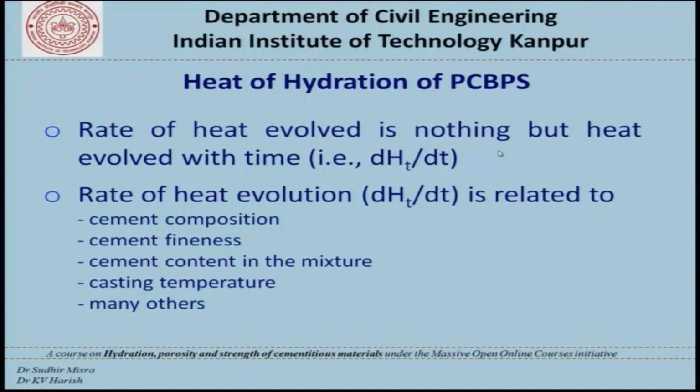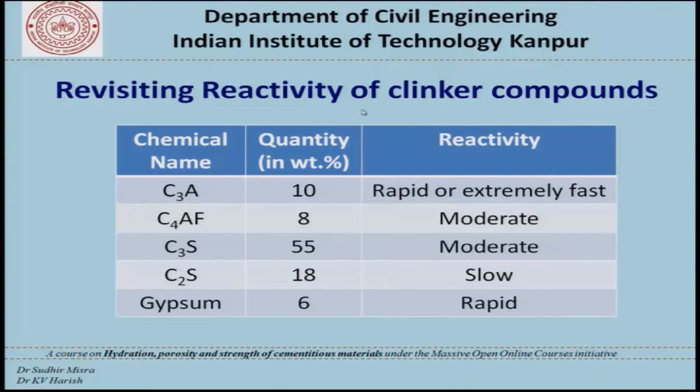Rate of heat evolved is nothing but heat evolved with time, that is, the rate of heat evolution dH/dt, which is related to many parameters including cement composition, fineness, cement content, casting temperature and many others. Just revisiting the slide that we saw in the previous lecture regarding reactivity of clinker compounds, these 4 compounds have different reactivity.